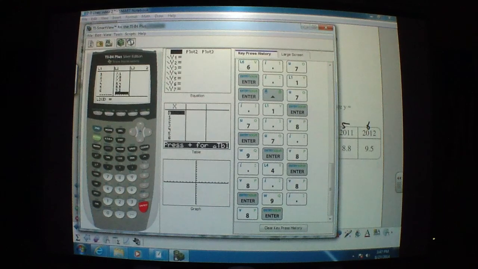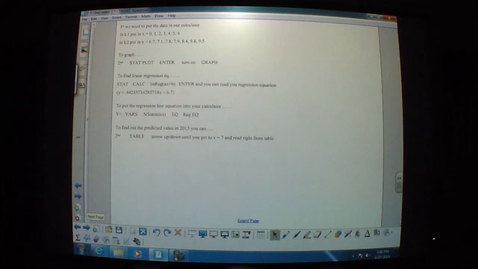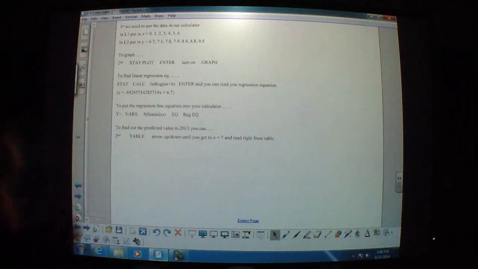Double check to see if they look correct. Also make sure that these are matched correctly. Sometimes people put in numbers quickly and mismatch it and forget a number. So double check to make sure it looks right. So now that I put it in, and on your notes you should have the descriptions here. In L1 put in your x, and L2 put in your y.